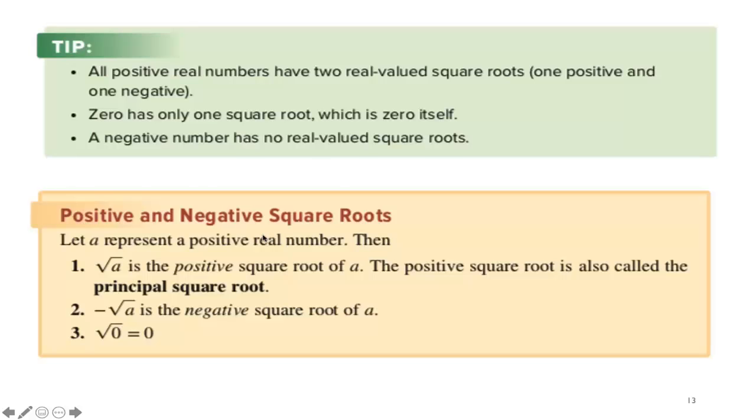And because for positive real numbers we have multiple square roots, suppose a is positive, then this symbol, the square root of a, is going to denote the positive square root of a. Again, because there are multiple square roots, in the case where a is positive, we let this symbol represent the positive square root. We also call this the principal square root. And we put a negative in front of this symbol to denote the negative square root of a. And because 0 has only one square root, the square root of 0 is 0.